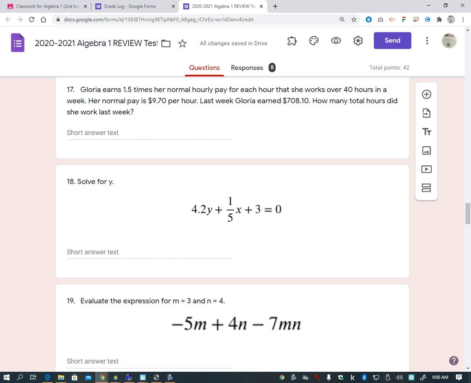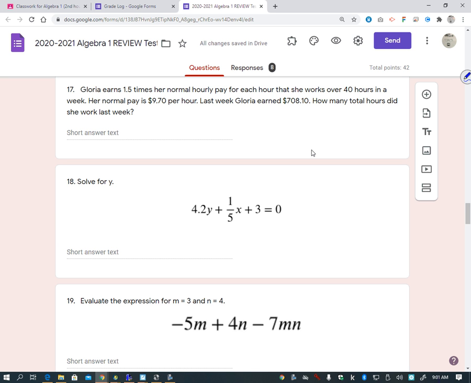So you make your time and a half. Her normal pay is $9.70 per hour. Last week, Gloria earned $708.10. How many total hours did she work last week? Okay, so she's earning $708.10. It's probably not possible for her to make that working 40 hours a week and only getting $9.70.